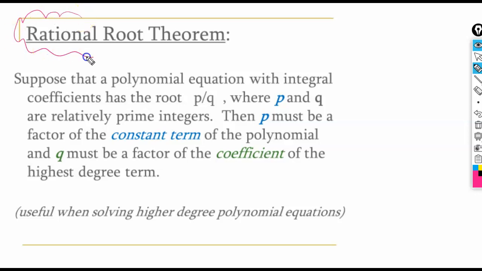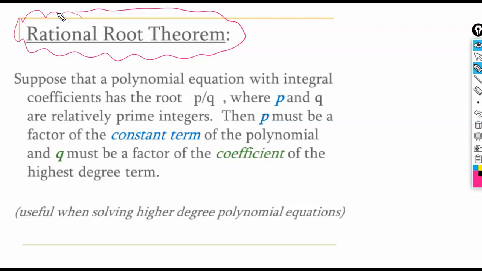This is the rational root theorem. And the rational root theorem says that suppose a polynomial equation that has integers as its coefficients has a root p over q, where p and q are relatively prime integers. Then p must be a factor of the constant term of the polynomial, and q must be a factor of the coefficient of the highest degree term. And so that uses all of our formal vocabulary.